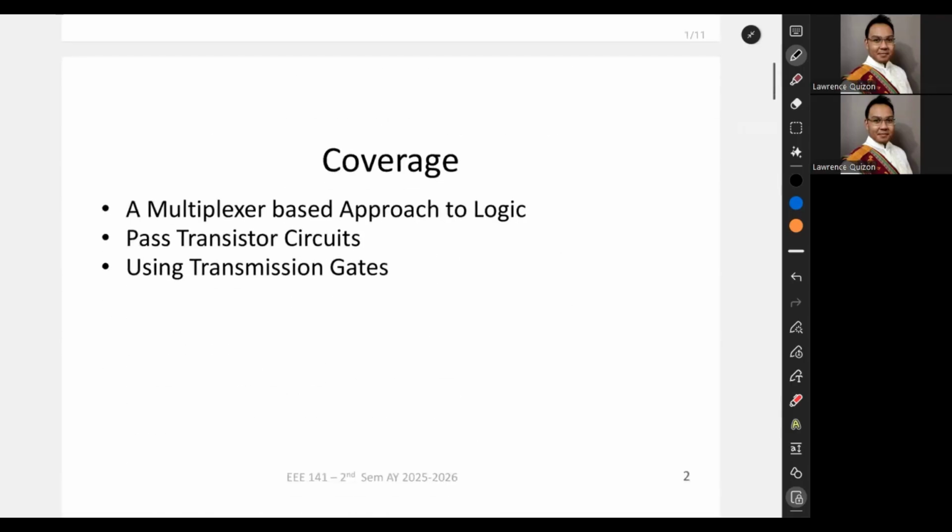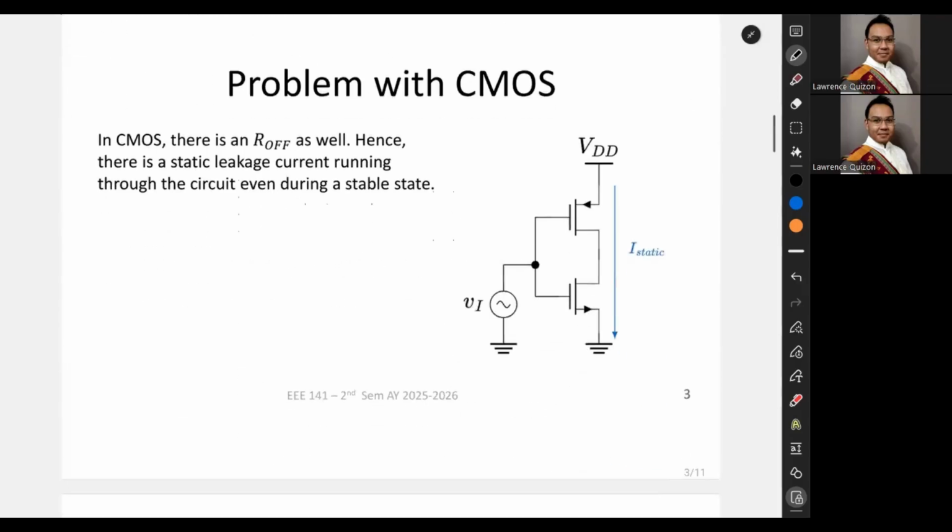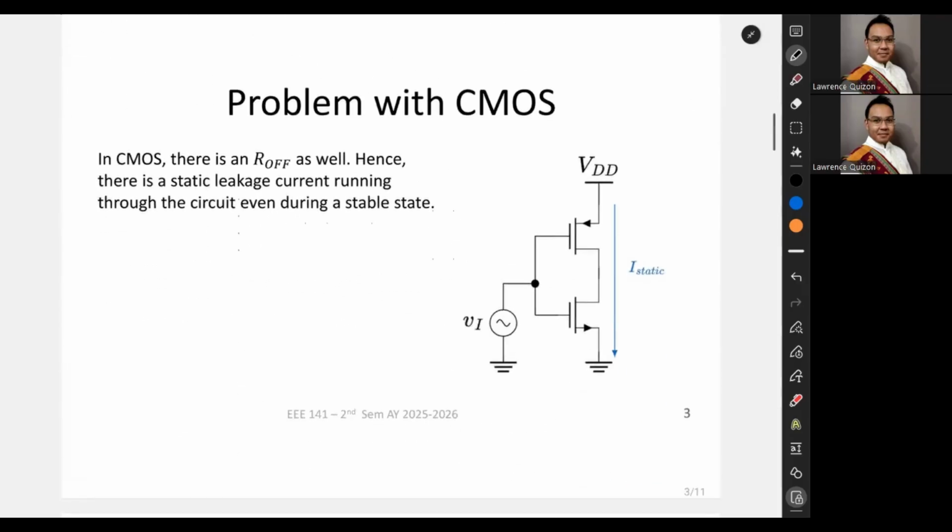So what is pass transistor logic? It's a multiplexer-based approach to logic. You don't know yet what a multiplexer is, so you'll find out soon. No? So, first, let's recognize that there is a problem with CMOS.